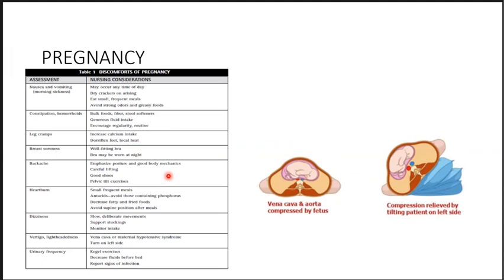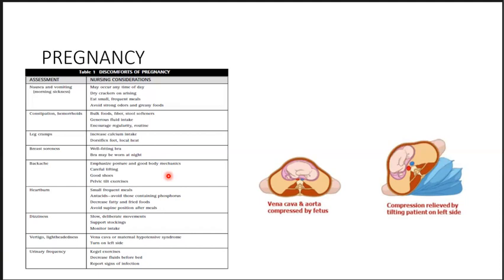With the heartburn, you want to give small frequent meals, avoid antacids, especially those that contain phosphorus. So she can use antacids, but she needs to avoid those that contain phosphorus. Again, you want to decrease fatty and fried foods. These would not be good for her, so she needs to decrease them and avoid supine position after meals. With dizziness, she needs to be taught to slowly rise from bed, make deliberate movements. You can also give her support stockings, and you also want to monitor her intake. With the vertigo and the lightheadedness, you need to teach her to turn on her left side.